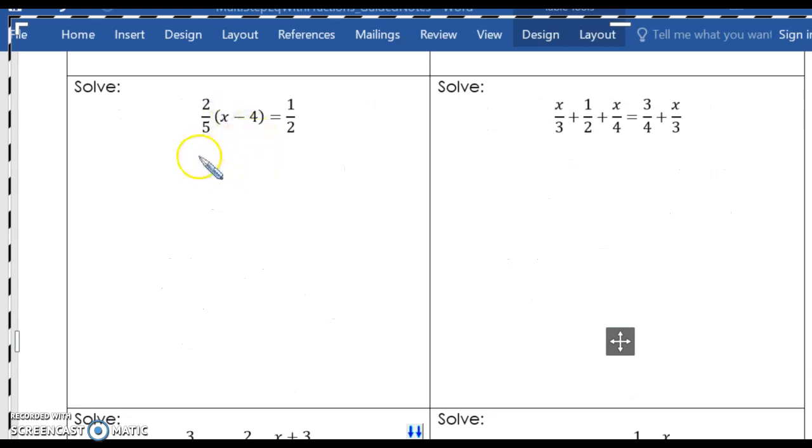What should we multiply considering we have two fractions, 2/5 and 1/2? We need to find the least common multiple of 5 and 2. If you said 10, you'd be correct.